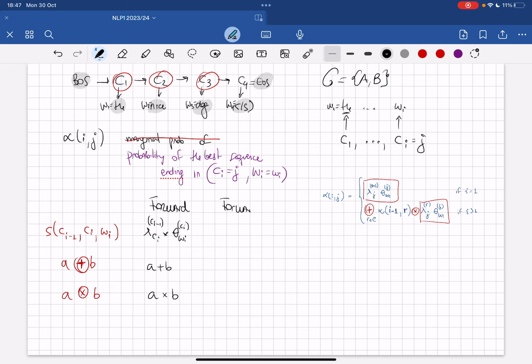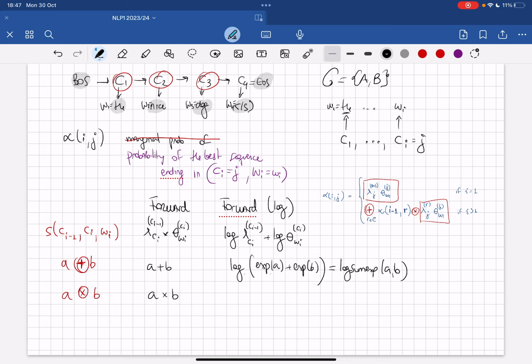If you compute forward in log space, then this is the logarithm of the transition plus the logarithm of the emission. This becomes the logarithm of the exponential of A plus the exponential of B. In NumPy, for example, this is called log sum exp, and you don't need to do the logs and the exps yourselves, so you get a stable implementation of that. And this becomes the log of A plus the log of B, because logarithm turns products into sums.